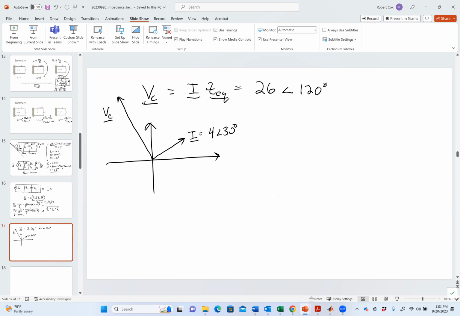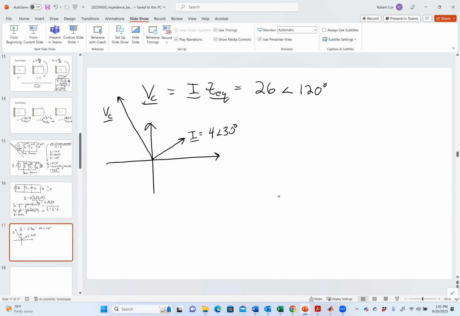So again, looking at these two things, which one of those vectors is the leading vector? Which one of those vectors leads? V sub C. Yeah, V sub C leads, right? We said the one that's more counterclockwise is the one that is leading.